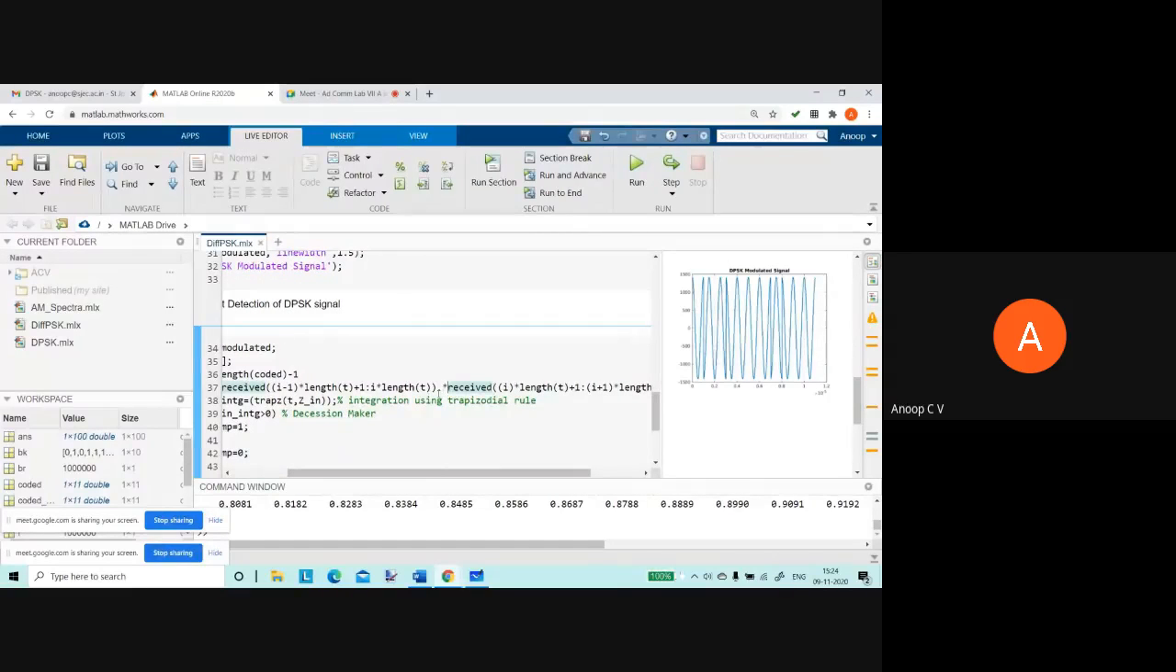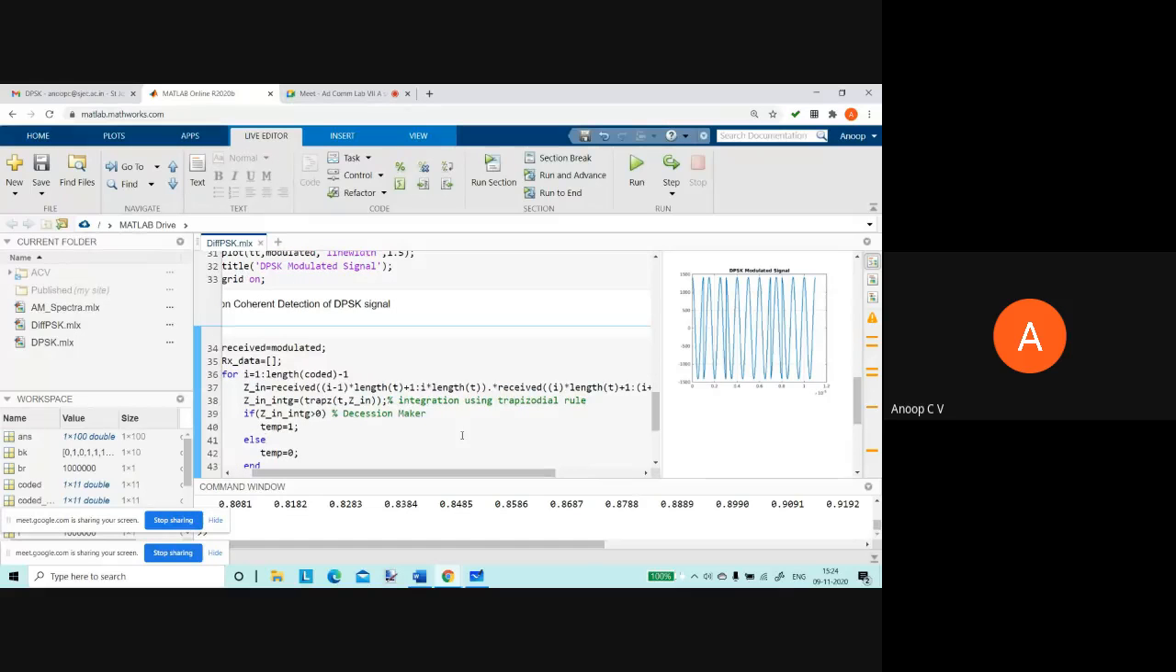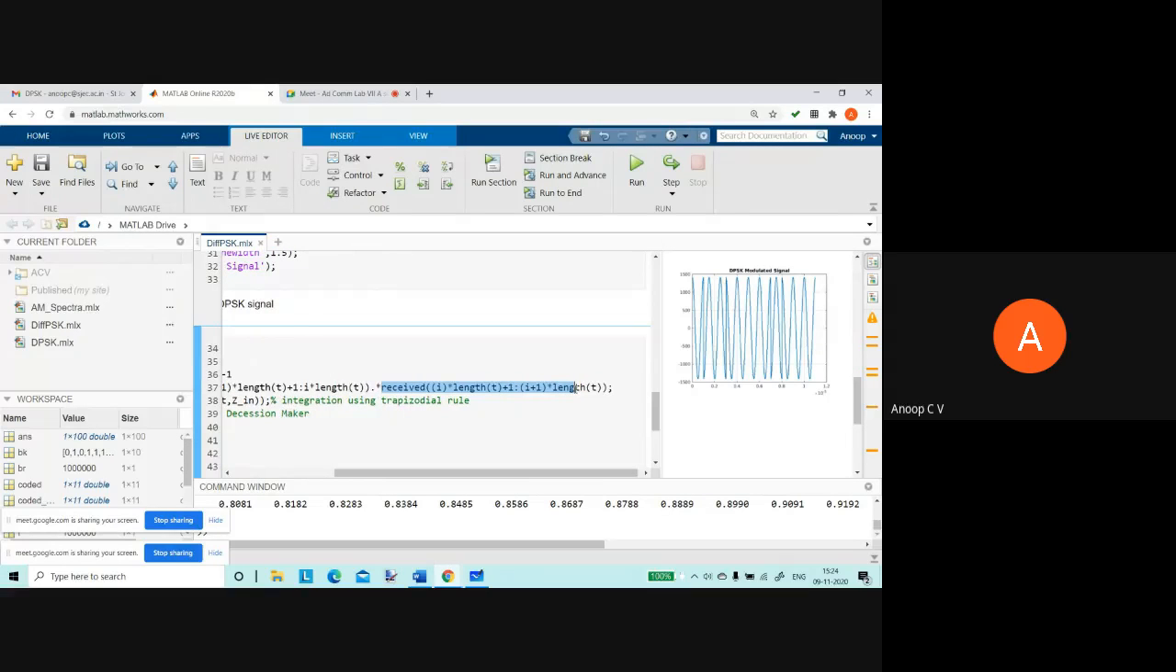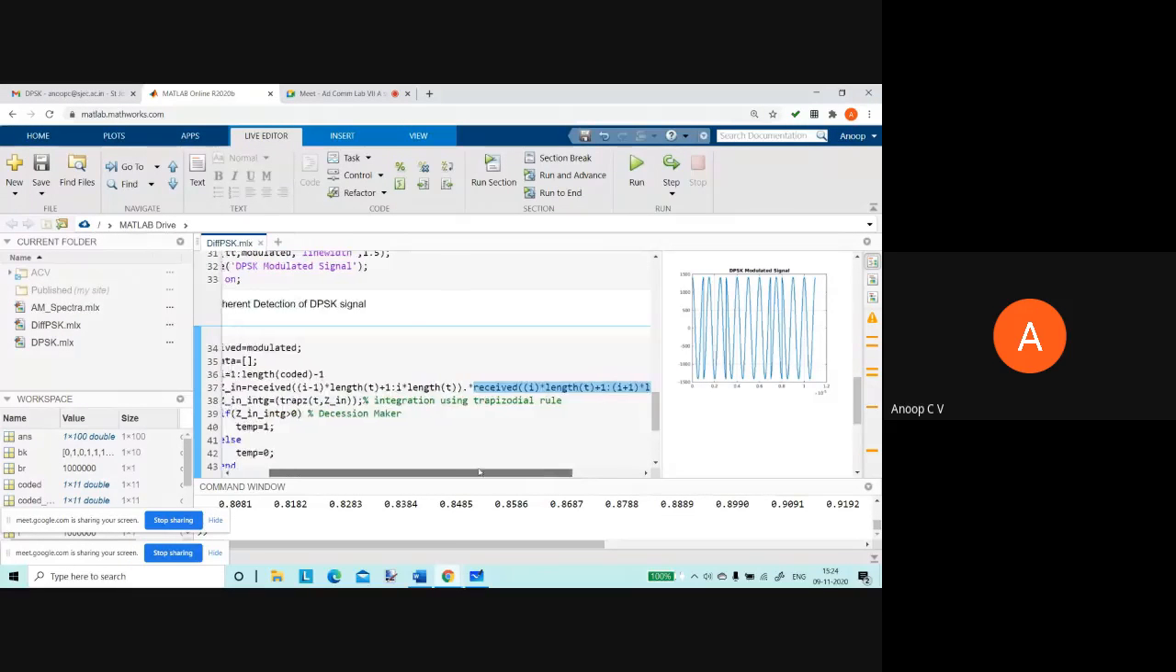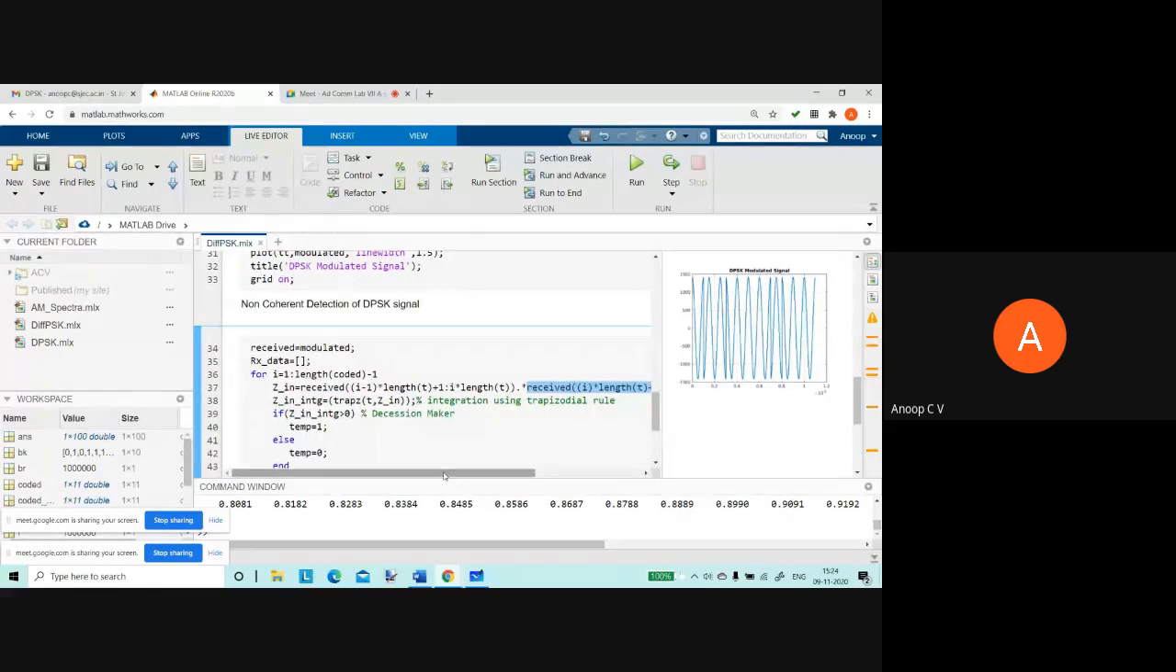So when you're multiplying, you should use dot star. Why? Because these are arrays. We should perform element by element multiplication. So received of I times length of t plus 1 times I plus 1 times length of t. So this is multiplying the ith symbol with the I plus 1th symbol. I should do it till length of coded minus 1, right? So the ith symbol multiplied with I plus 1.